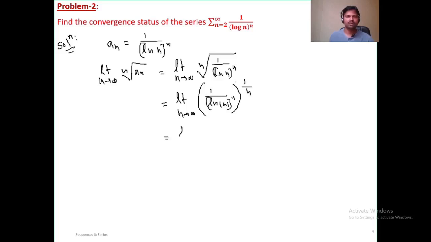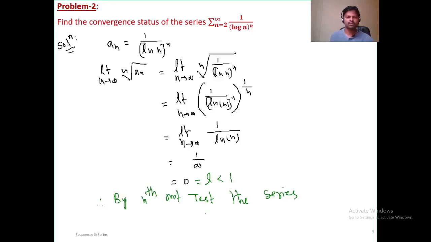Then send 1 upon n to both numerator and denominator. So 1 to the power of n is 1 only. In the denominator, ln n whole power 1 upon n is simply ln n only, right? And limit n tends to infinity of 1 upon ln n, so 1 upon infinity, that is 0, which is L, and this is less than 1, satisfied. So therefore the conclusion: by the nth root test, the series converges.